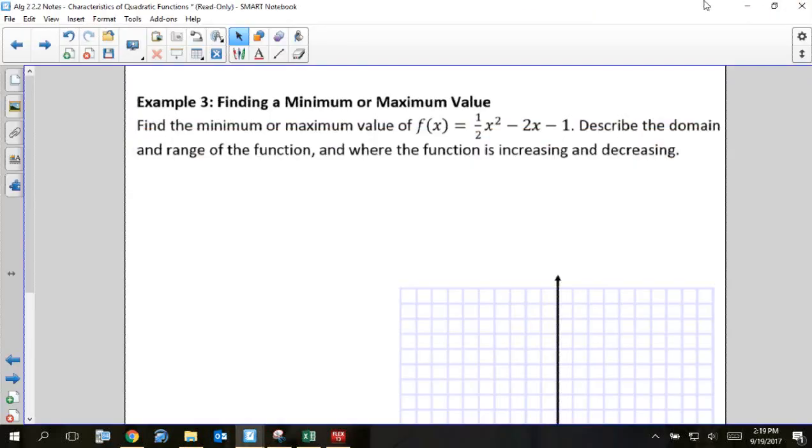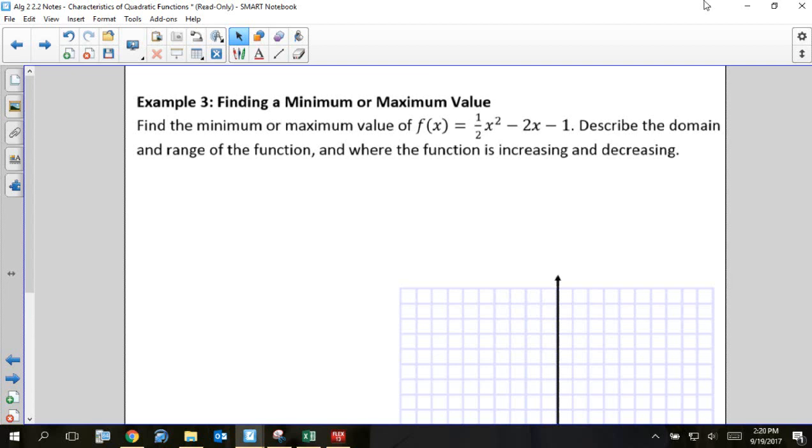Okay, so we're going to start by graphing this equation. F of x equals 1/2 x squared minus 2x minus 1. What form is that equation in? Standard form. So that's the ax squared plus bx plus c. So what do we need to find so we can graph in standard form?